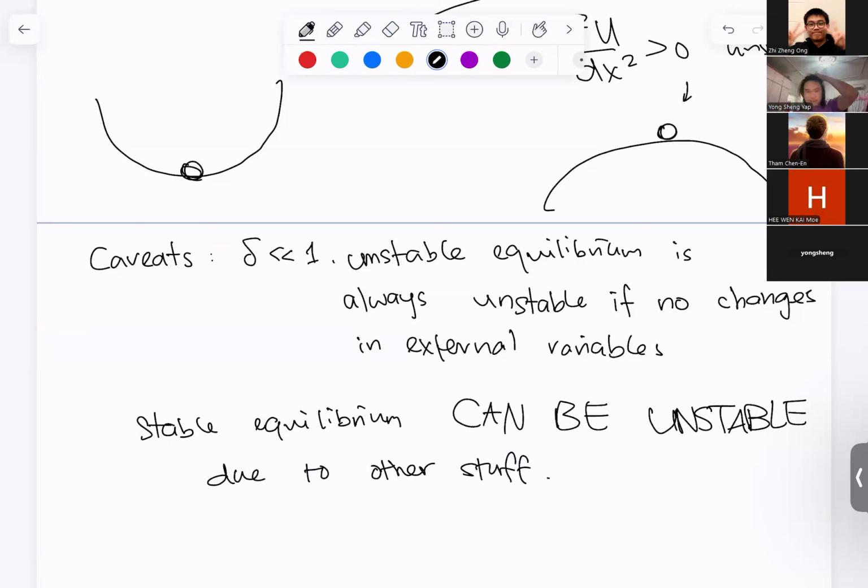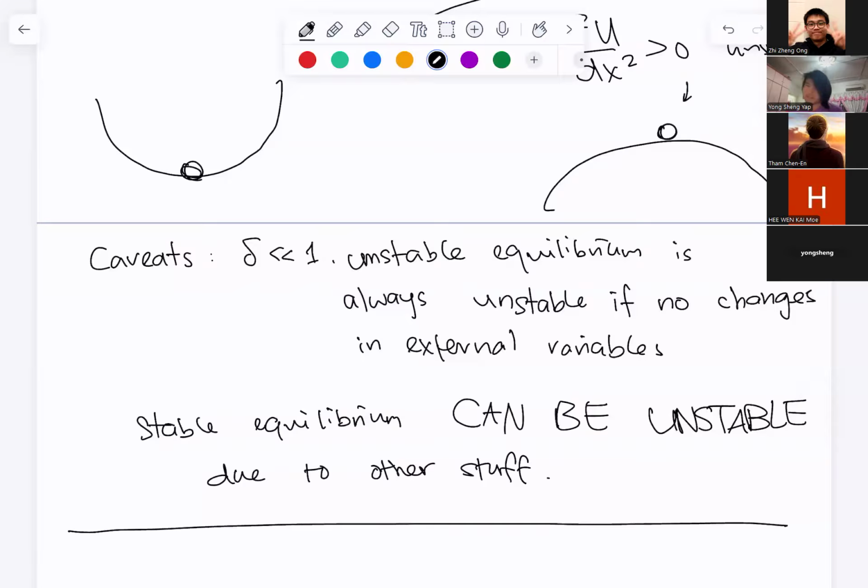I won't have time to go into what these other things are, but keep in mind that if you have some very nonlinear behavior, you can start making a stable equilibrium unstable. It can be unstable due to nonlinearities in the potential, in the forces, and in the equations of motion. Okay. All right. So are there any questions with this? So these are the caveats.